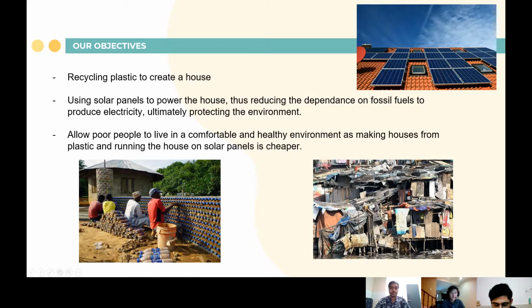Also, we wanted to use solar panels to power our house because solar panels are renewable sources of energy, and we would also reduce the burden on fossil fuels to produce our electricity, ultimately protecting the environment. Lastly, we wanted to allow poor people to live in a comfortable and healthy environment by making houses that are made of plastic and running them with solar panels, which makes it much cheaper. Next slide.